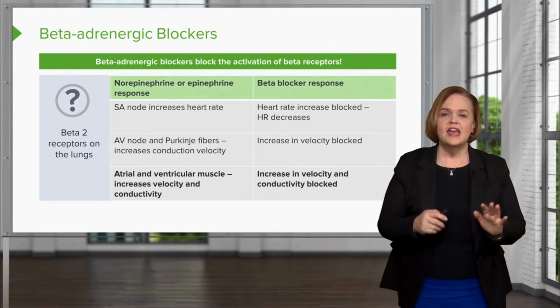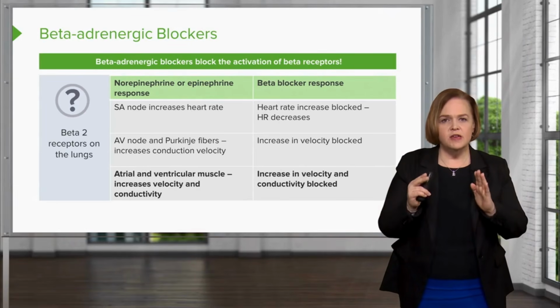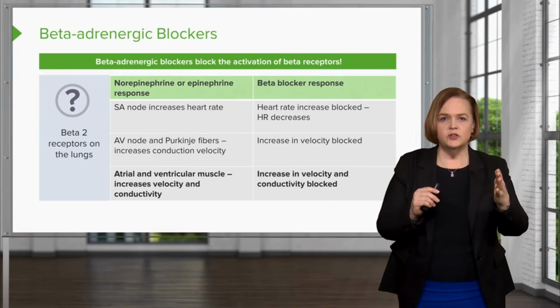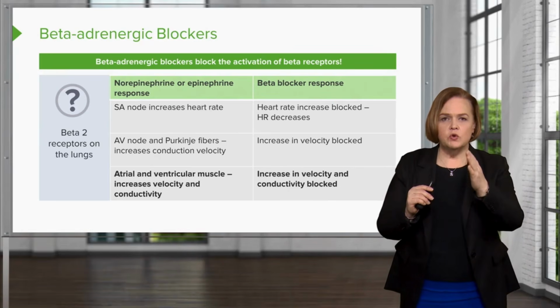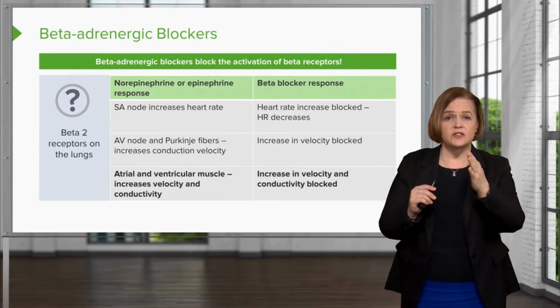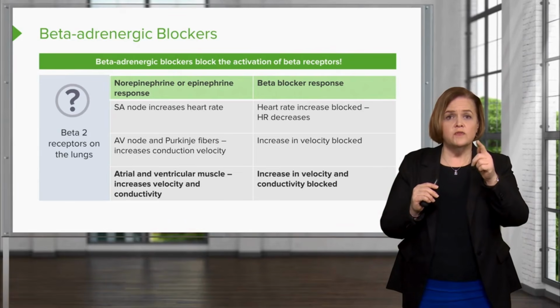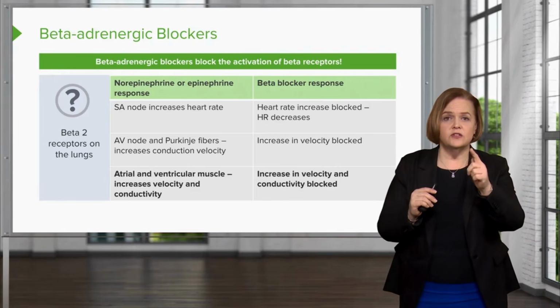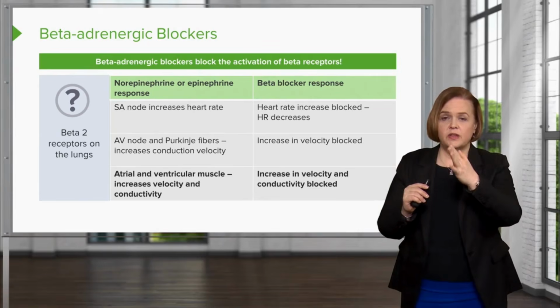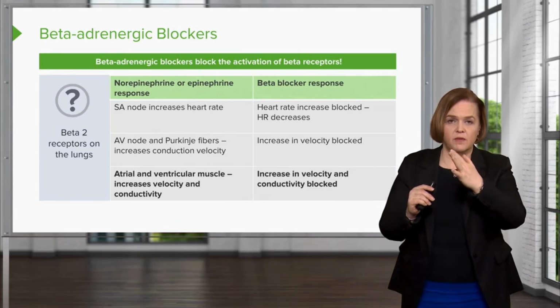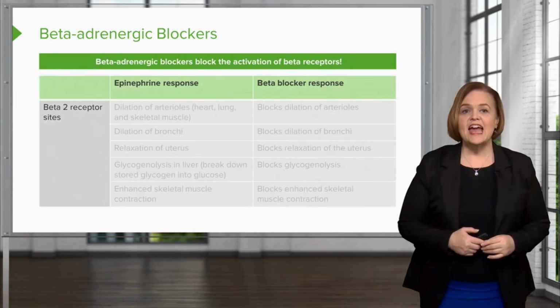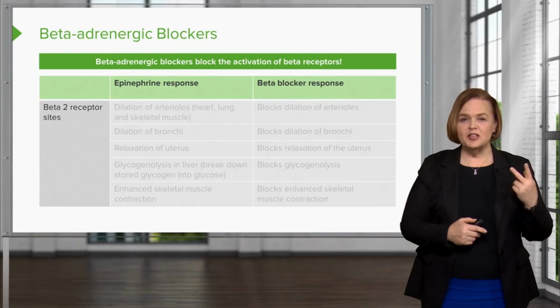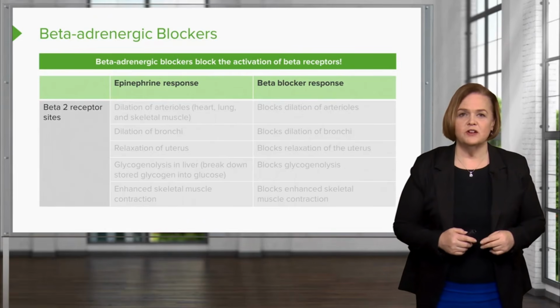Good job. Now, before we leave this chart, make sure it makes sense to you. You've got the receptor on one side, what happens in a normal response when the sympathetic nervous system is stimulated. So make sure you've got a note written to yourself up there above norepinephrine and epinephrine response. That's the sympathetic nervous system response. Over the beta blockers, that's what happens when we give them a med. Now let's take a look at our friends, the beta-2 receptors.